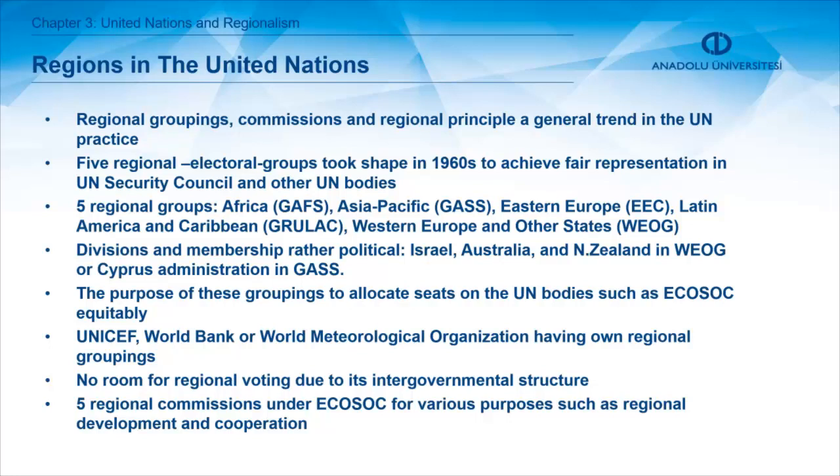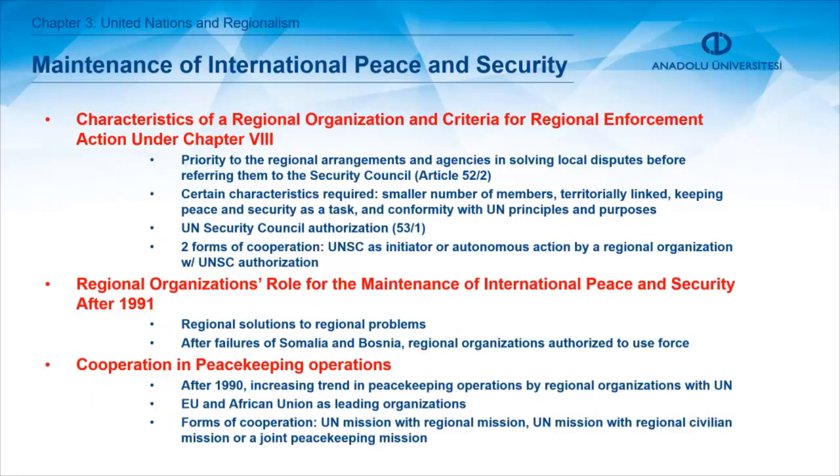Also, UNICEF, World Bank, or World Meteorological Organization have their own regional groupings. But in general, there is no room for regional voting due to the intergovernmental structure of the United Nations. And finally, under the Economic and Social Council, 5 regional commissions were established to achieve different purposes such as regional development and cooperation.